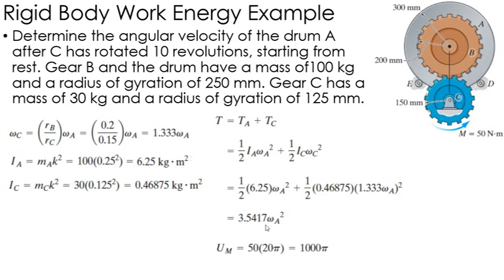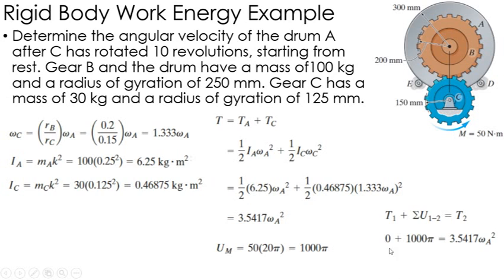Okay. Next thing I'm going to do is talk about the work being done. Well, it's just the 50 Newton meters applied over 10 revolutions, which will be 20 pi, right? 10 times 2 pi. Okay, so the work being done is 1,000 pi. So now I can apply my kinetic energy.